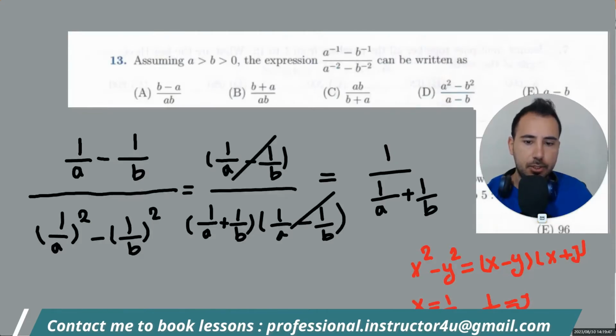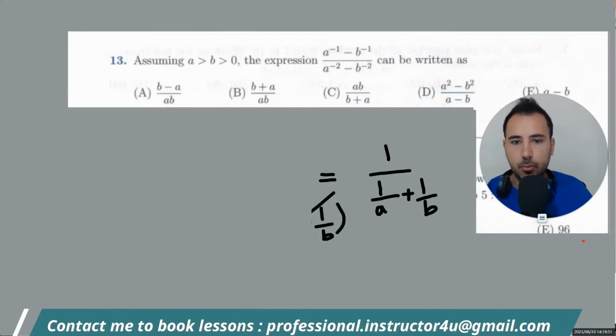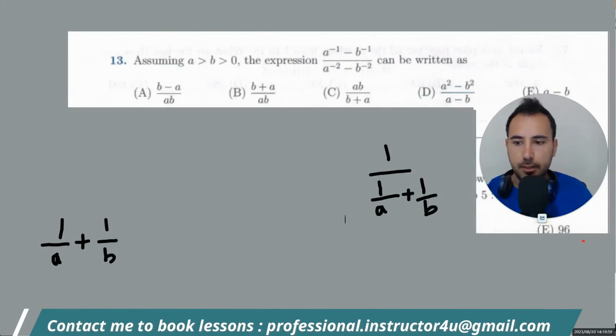Is this in the options? No, so we have to simplify it even more. So what is 1 over A plus 1 over B? Remember, if you get confused anytime, replace them by numbers and just review the steps.